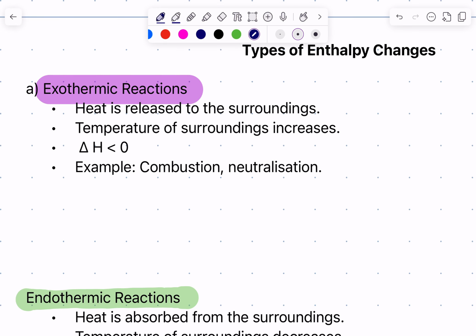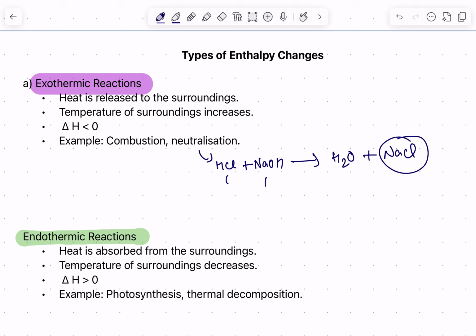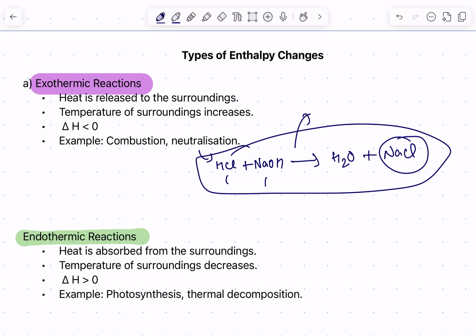Exothermic reactions are reactions in which heat is released. For example, neutralization: if you add an acid to a base. I'm doing a little bit of chemistry here, but just for your understanding, the theory of neutralization states that when an acid reacts with a base, it gives you water as well as a salt. When this is happening, a lot of energy is released.